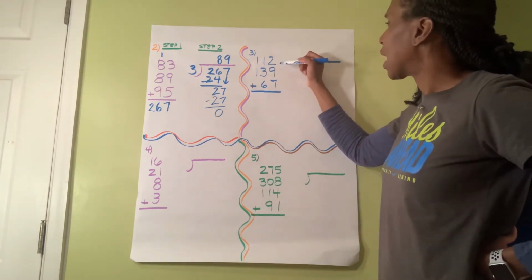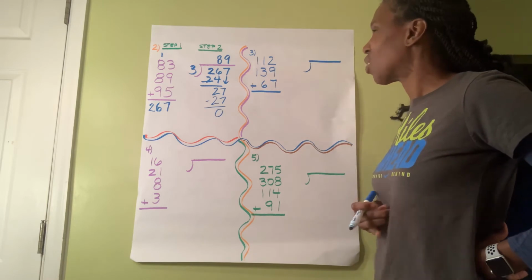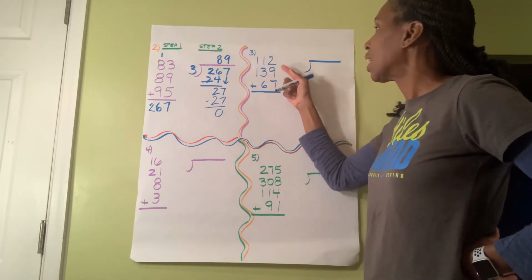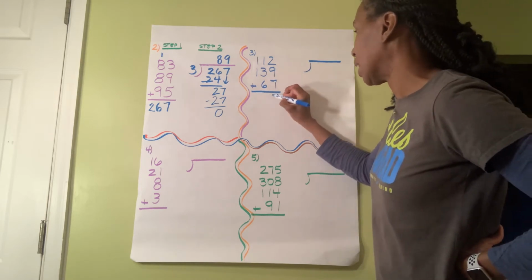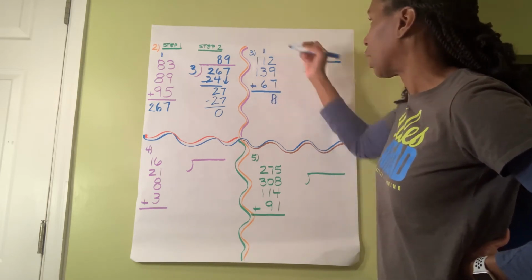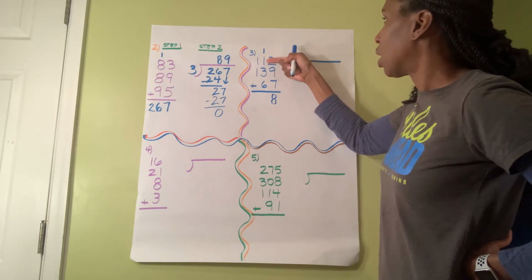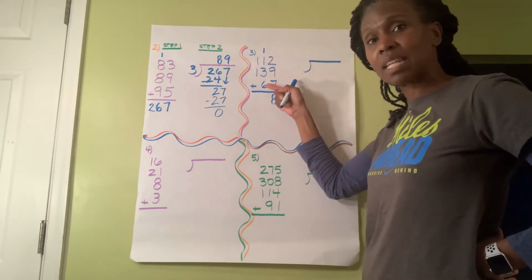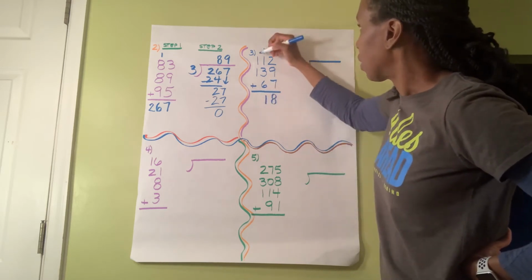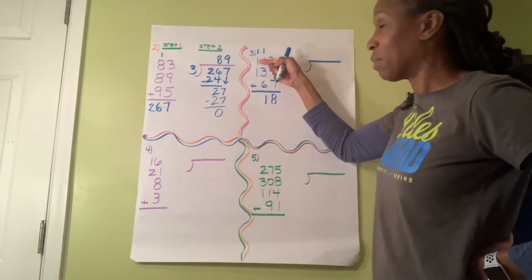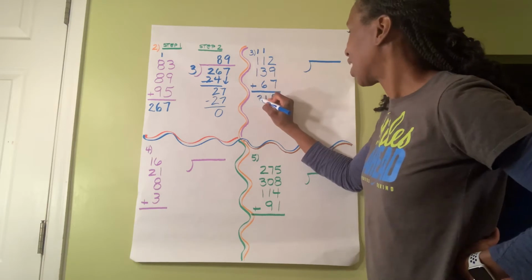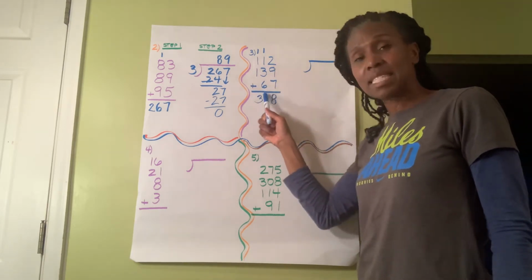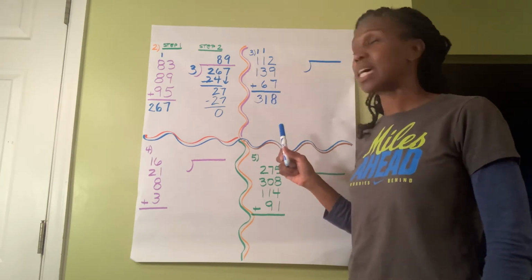In the ones place, I have a 2, a 9, and a 7. I don't know if it really makes too much of a difference, but I'm going to start with 9 and 7, which is 16. And then 16 plus 2 is 18. That's my 8. I bring up my 1. 1 and 1 is 2. 2 and 3 is 5. And 5 and 6 is 11. So I'll write my 1. I'll bring this one up here. And then 1 plus 1 plus 1 is 3. All right, so we have 318. So this is my sum. This is the number that will go inside of the house.